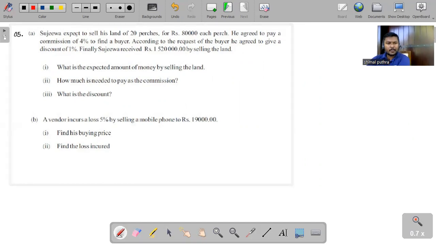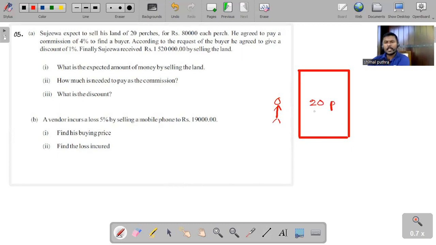Sujeeva expects to sell his land of 20 perch. So there is a person called Sujeeva and he has a land. This is the land. So this is Sujeeva and he has 20 perch of land. He's going to sell it.